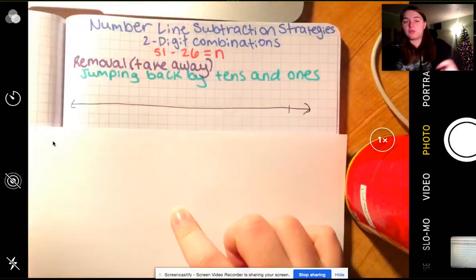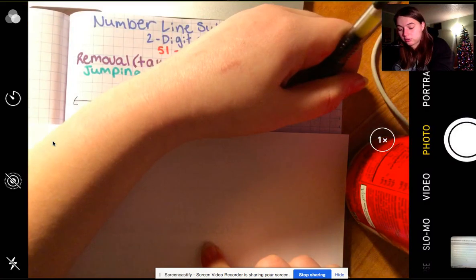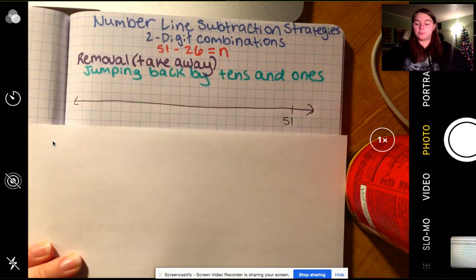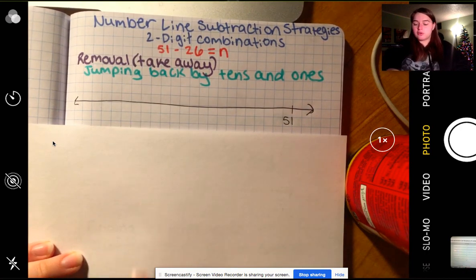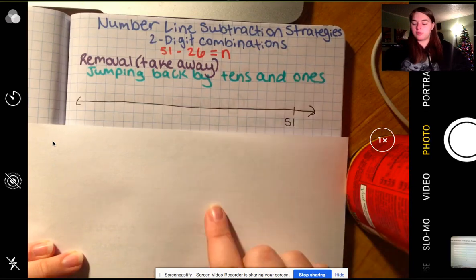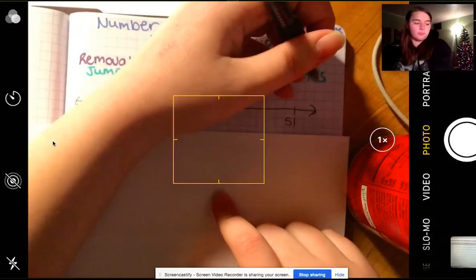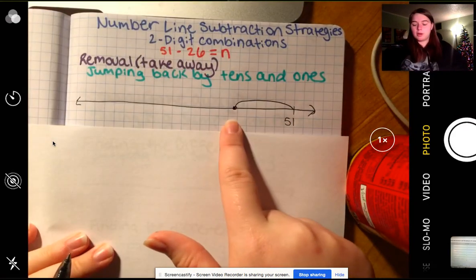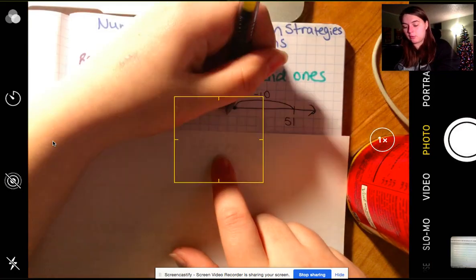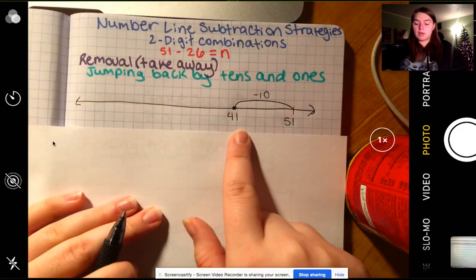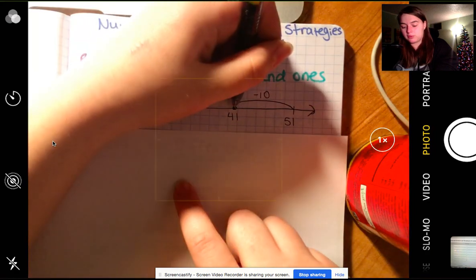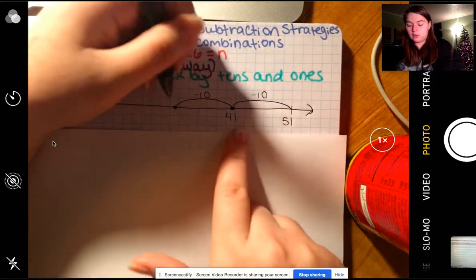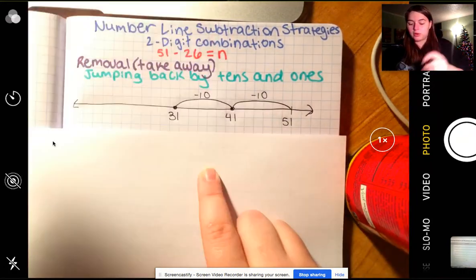So when we do the removal strategy, we can start at 51, and then we just take away 26 little by little. And one thing that we can do to make it easier for ourselves is to just jump back by tens and ones. So let's jump back by 10. So if we did 51 minus 10, that would be 41. And I can still do another 10 because we're doing 26. So I jump back another 10. And then 41 minus 10 is 31.